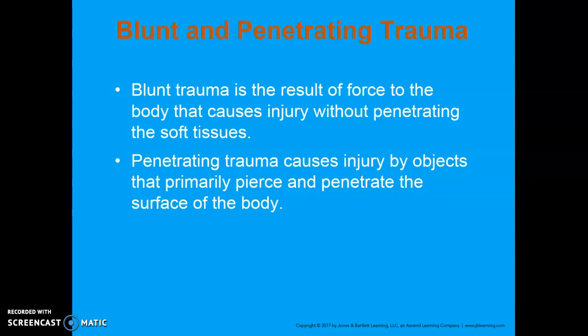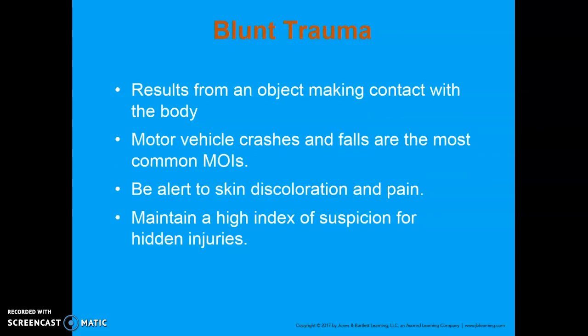And either type can occur from a variety of MOIs. You can have both at the same time. So it's important to assess not only for visually significant injuries, something you can see, but also looking deeper to make sure that you're not missing underlying injuries. Blunt trauma, this is when an object actually makes contact with the body or body makes contact with something else. We're going to look for skin discoloration and pain because those might be the only signs of blunt trauma. There might not be significant external bleeding for us to be able to see. So we have to maintain a high index of suspicion for hidden injuries.